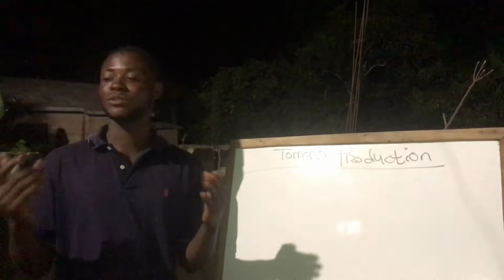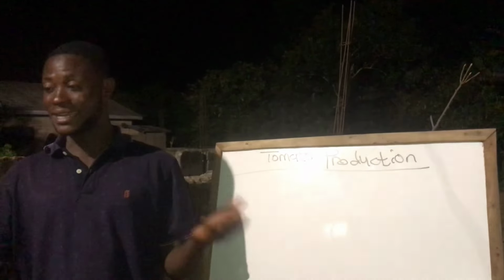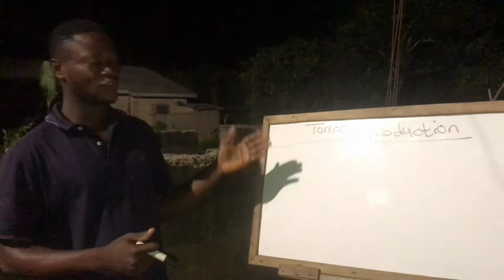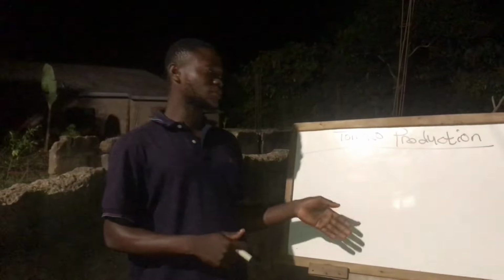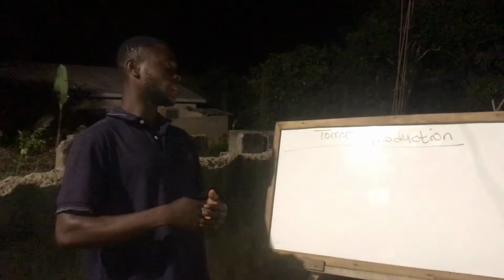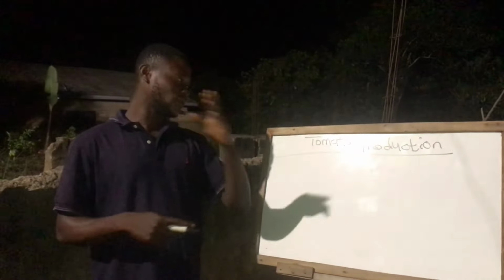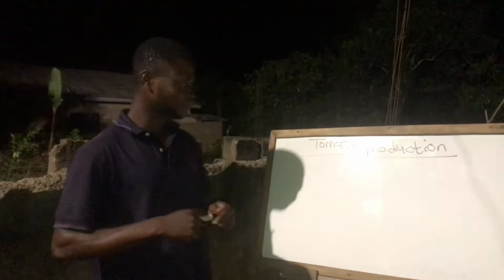Because you can't just stand up and produce something that people don't like, or where the demand is not there. So you first have to look at certain crops that, once you produce, you have buyers to purchase, and you have consumers too. You have decided to study tomatoes and bell pepper. We are going to tackle tomato first.